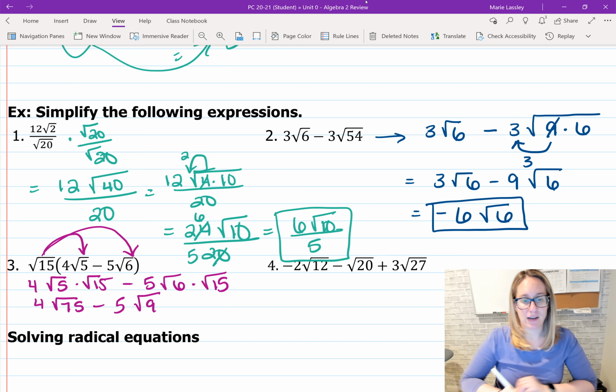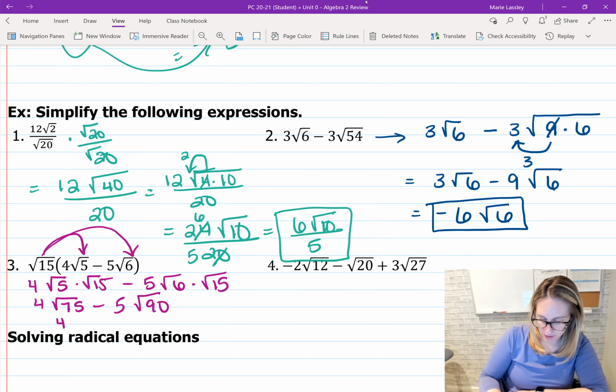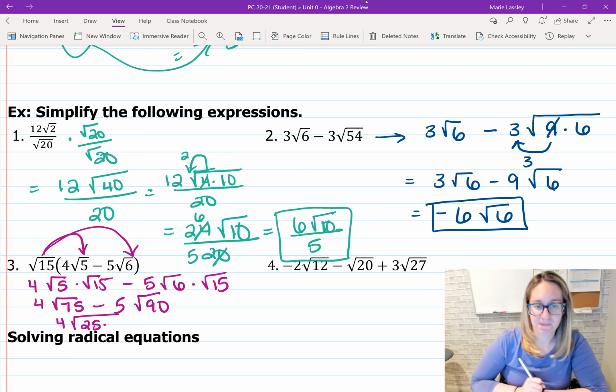So now I'm going to simplify the numbers under the radical. So the square root of 75, that can be broken down into 4 times the square root of 25 times 3, right? 25 times 3 is 75, minus 5, and then 90 can be broken down to 9 times 10.